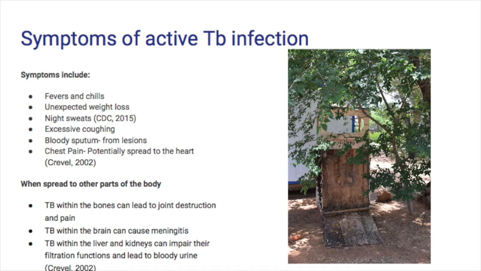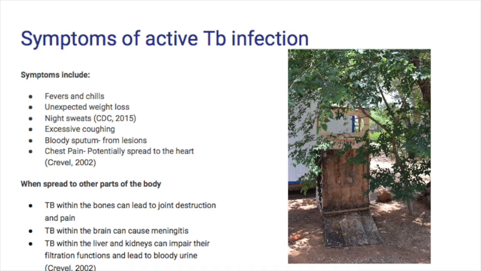And this potentially could be because tuberculosis has spread across the body. So if the body is not able to contain the tuberculosis within the lungs, within those granulomas, TB will begin to spread through the bloodstream to places like the bones, which can lead to joint destruction and pain. It could spread to the brain, which can cause meningitis. It could spread to the liver and kidneys and impair their filtration functions and lead to bloody urine.